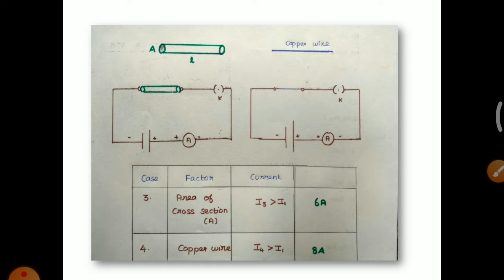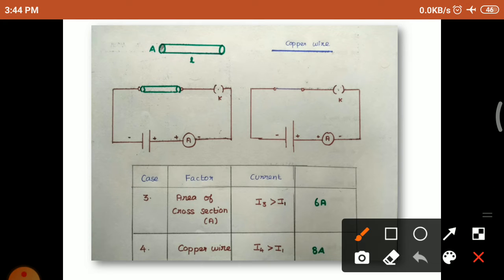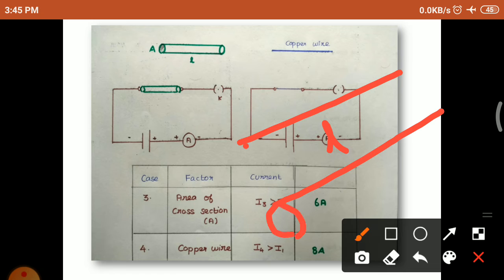In case 3, the factor is the area of cross section. I increased the area of cross section of the same nichrome wire, the length is L. In the first case, I took the nichrome wire of length L with this area of cross section. In the second case, the length is the same L, but I increased the area of cross section. Compared to this one, this area of cross section is more.